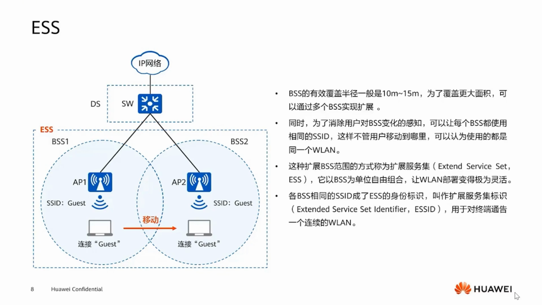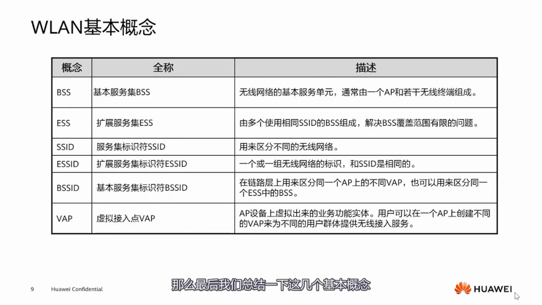Finally, let's summarize these basic concepts, focusing on these 6 points. First, let's compare BSS and ESS. One is a basic service set, comprising a single AP and several wireless terminals, forming a service set, while the extended service set evolves from the BSS, consisting of multiple BSSs with the same SSID. It mainly solves the problem of limited BSS coverage.